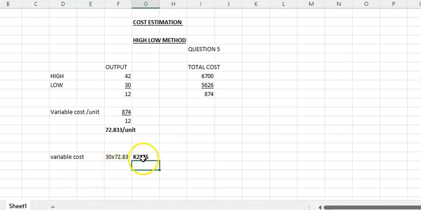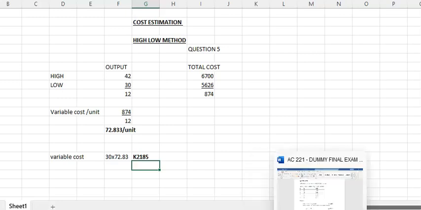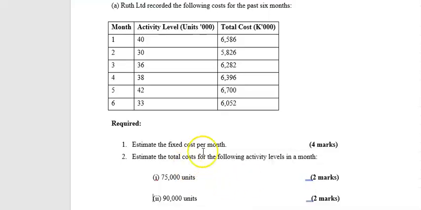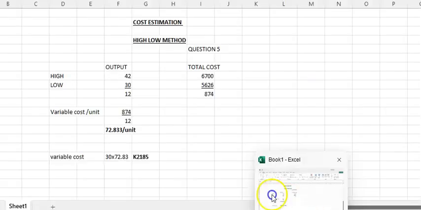So now if this is the variable cost, the question is saying estimate the fixed cost per unit. So now we know the variable cost. Then we can just go to the total cost, which is this one, and remove the variable cost that we have calculated. Then we'll be able to have the fixed cost, because this is the total cost, and the total cost has got a fixed cost and a variable cost in it. So this is what we're going to do.